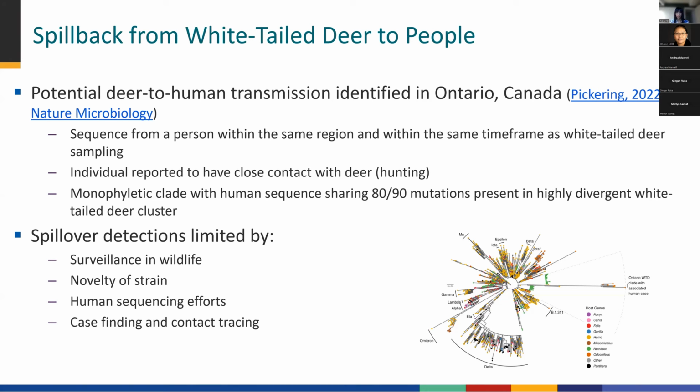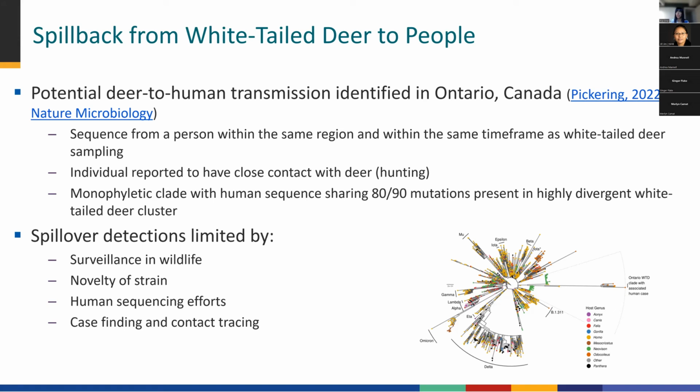So in 2022, a paper was published that describes the likely transmission of a very divergent virus, first discovered in deer, to a person with that same divergent virus that was subsequently identified to have previous contact with deer because they were a hunter. So this really highlights that hunters in particular are a population at risk.